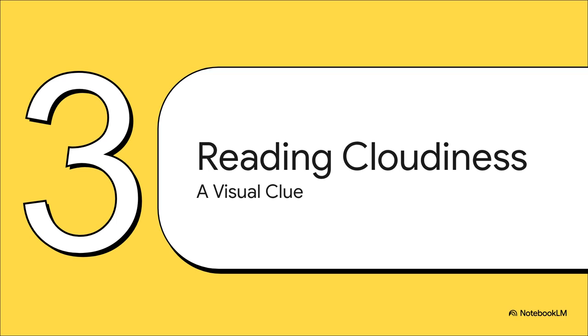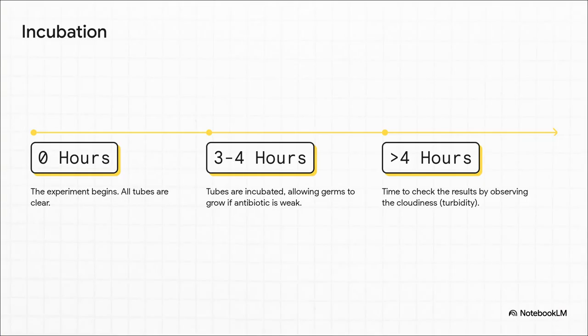With the experiment all set up, how do we figure out who won? The answer isn't in some complicated data printout. It's actually a super simple visual clue that anyone can see. It all comes down to cloudiness. The test tubes are put into an incubator for about 3 to 4 hours. This gives the germs plenty of time to feast on that soup and multiply. Unless, of course, the antibiotic in their tube is strong enough to stop them.